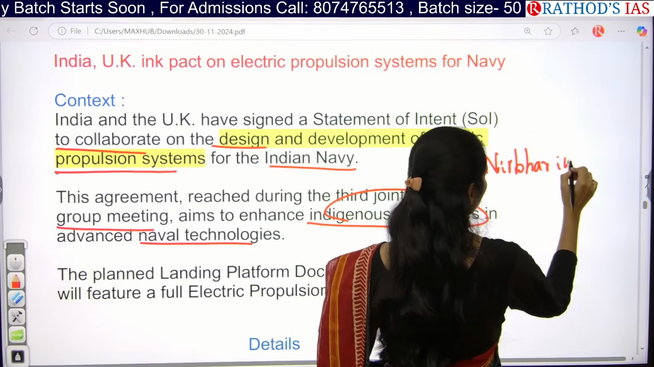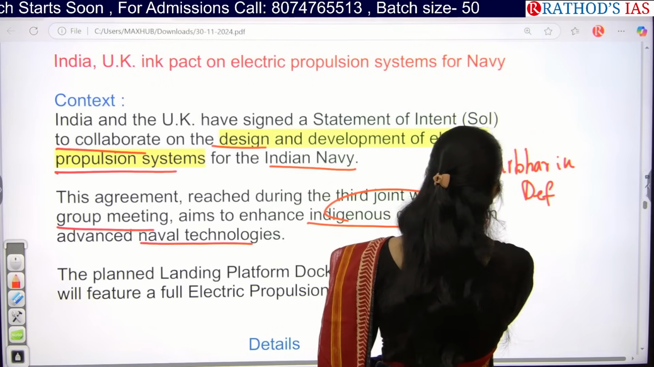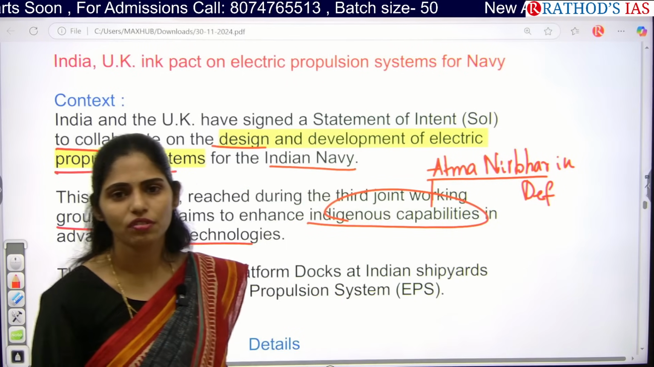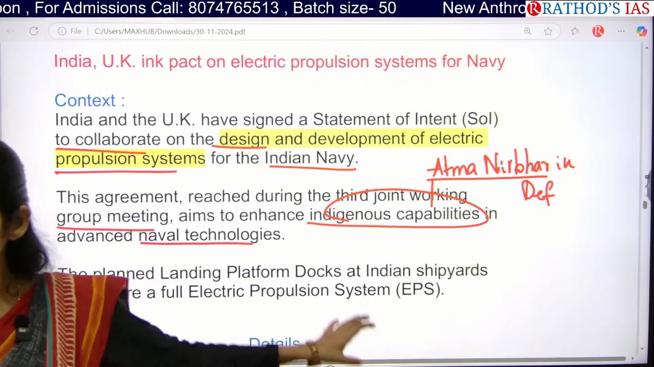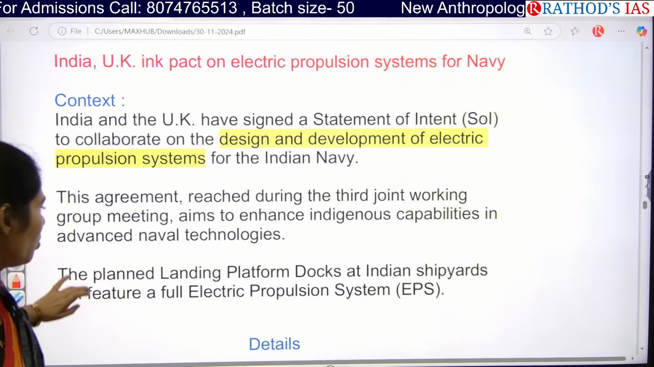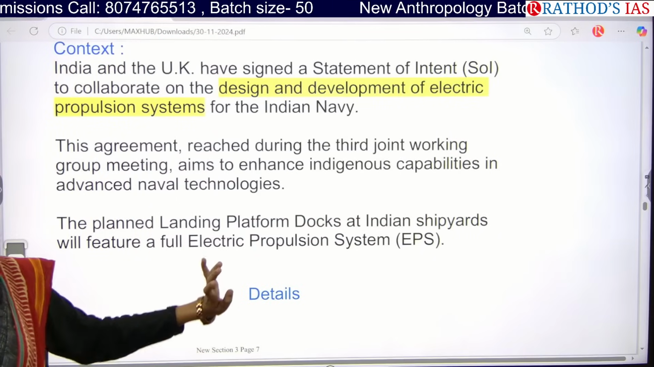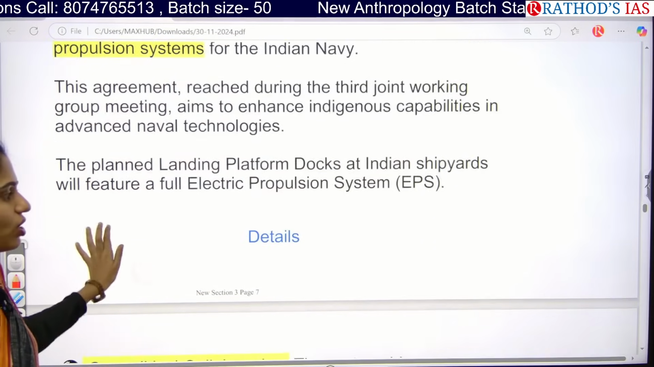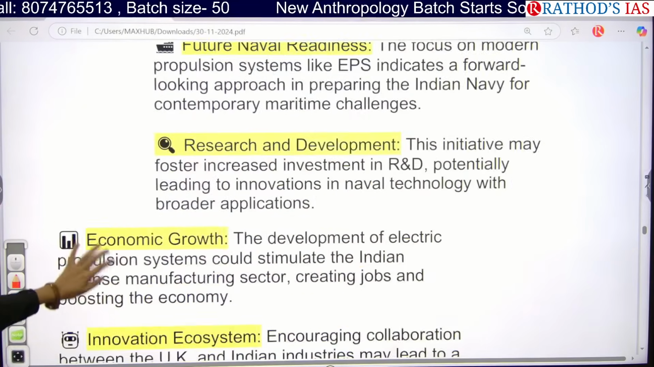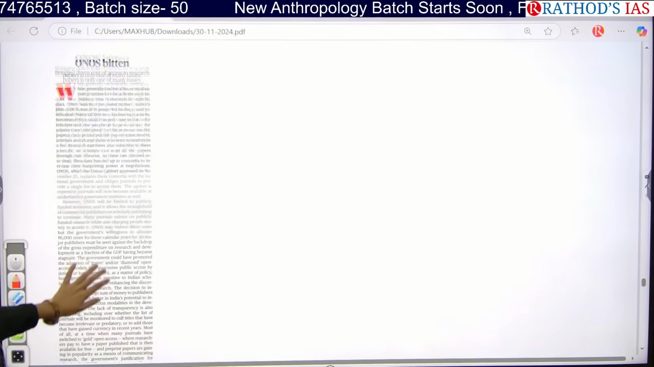Atmanirbhar in defense. Atmanirbhar is nothing but self-sufficient. So we will be becoming self-sufficient in this defense equipment production. Okay, so just see about electric propulsion system and see the areas of cooperation between India and UK. That's it, nothing more than this. Yeah, see this article.